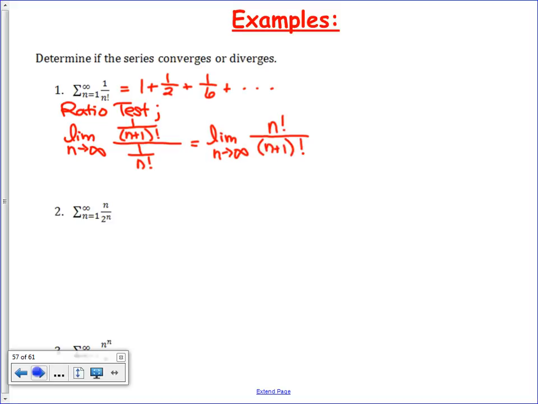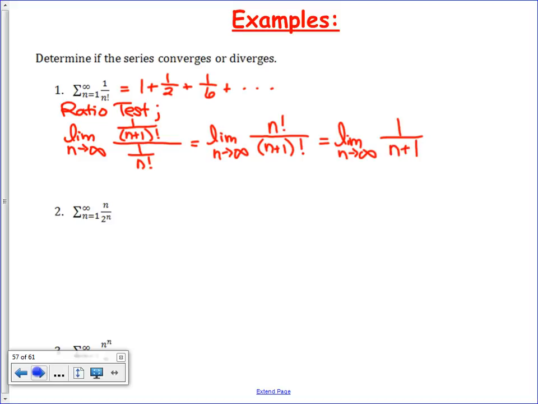Good. It's n factorial over n plus 1 factorial. How do I simplify that? 1 over n plus 1. You cancel that. Yeah, you cancel.